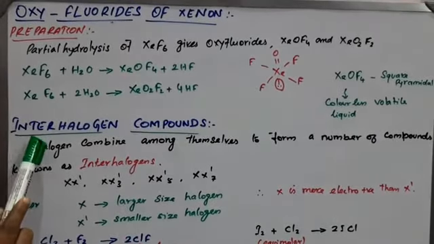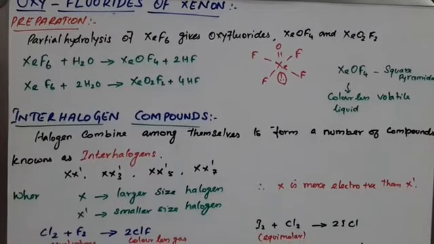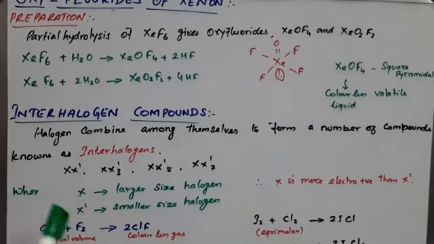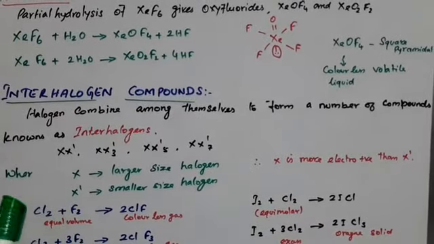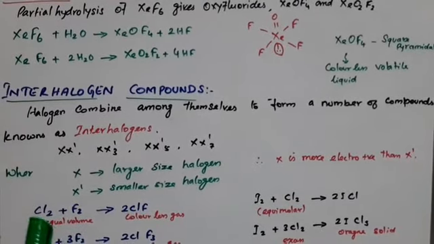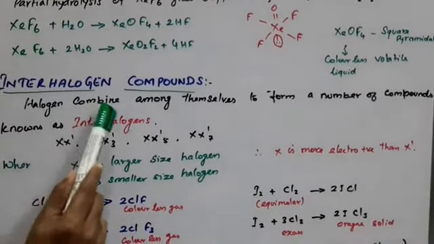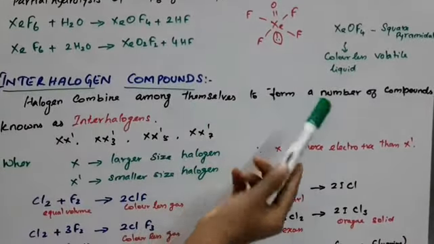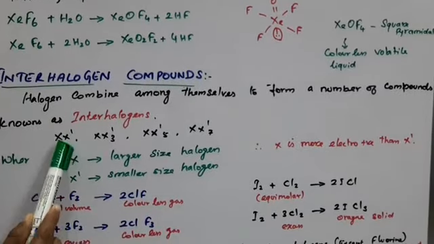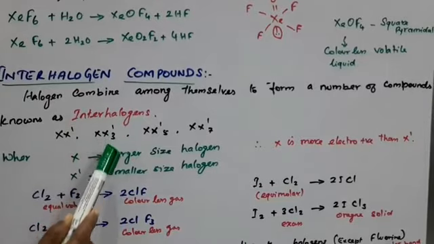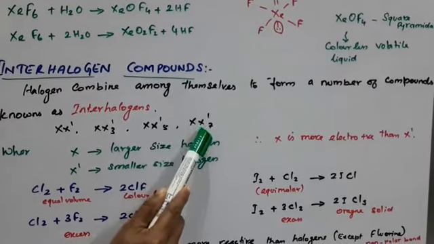Okay. Next, I left one topic, that is interhalogen compounds in the halogen family. Okay, so what do you mean by interhalogen compounds? Interhalogen means two halogens combine to give interhalogen compounds. Okay, so halogens combine among themselves to form a number of compounds, that is called interhalogen compounds. They are of the type XX dash and XX dash 3, that is tri, penta and hepta interhalogens.